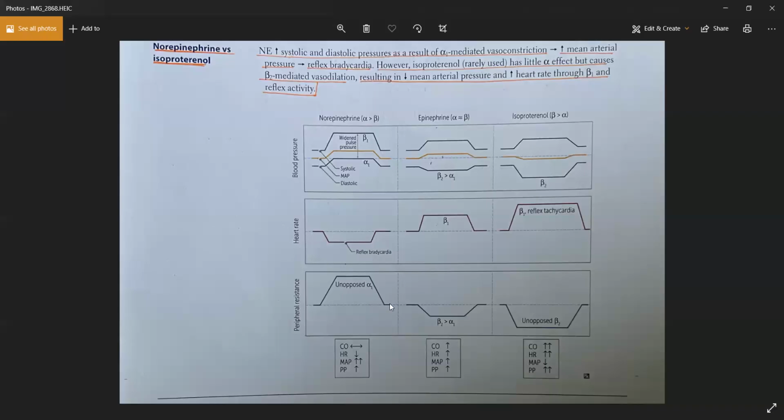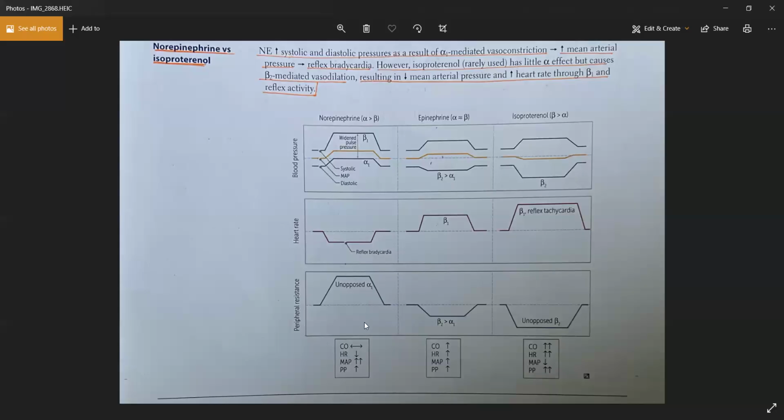So ultimately the cardiac output, because of this reflex bradycardia and the beta stimulation, could be normal or could be decreased. But you will get the reflex bradycardia, a very high mean arterial pressure, and an increase in the pulse pressure.